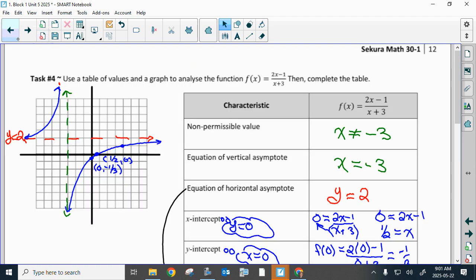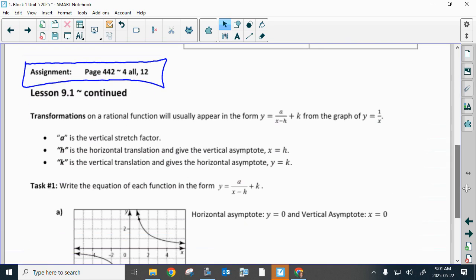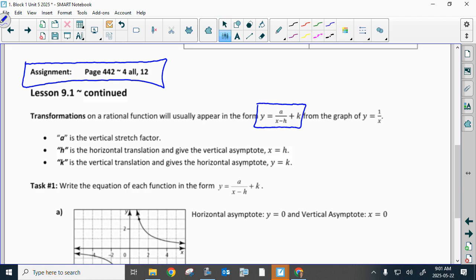Now, there are going to be times when they don't give it to you as a polynomial over a polynomial. It's rare, but it does happen. If you're looking at it in transformation form, there wouldn't be a stretch factor that would be a b value, so there's not going to be a b stretch. There's just going to be a vertical stretch and a possible reflection across the x-axis, and then an x minus h on the bottom, and then a plus k. The vertical asymptote is still going to be determined by the non-permissible value for x. So x equals h, which is the horizontal translation, is your vertical asymptote.